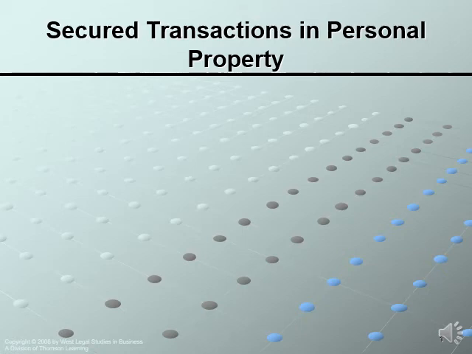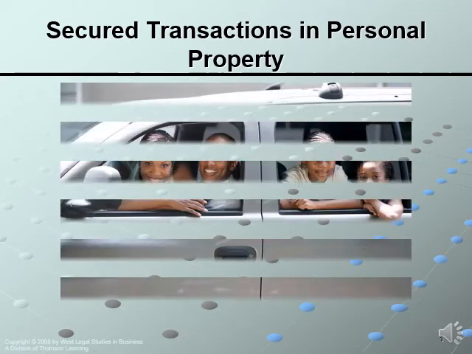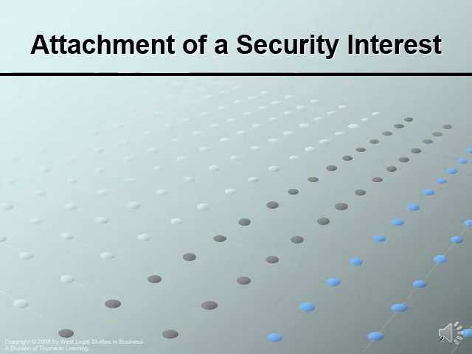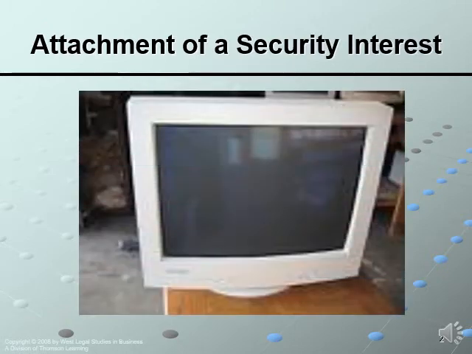Okay, we're going to talk about secured transactions in personal property, which means we're going to be looking at Article 9 of the Uniform Commercial Code. The first thing that we're going to look at is attachment of a security interest.